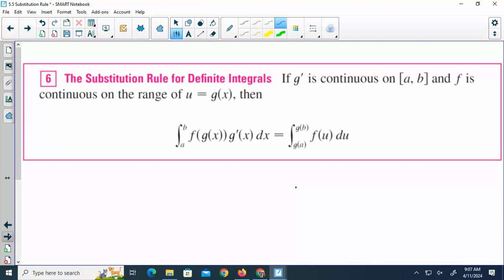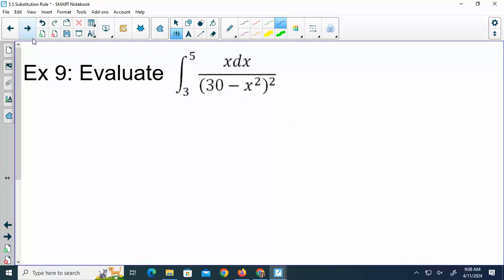The other option, if you don't want to have to change back to x, is to change your limits at the beginning. Basically, if we know our x's, we can plug those into the u formula and get the limits for u. Then at the end, we never have to go back to x. I don't really care which way you do it, so I want to show you both options and see which one you prefer.